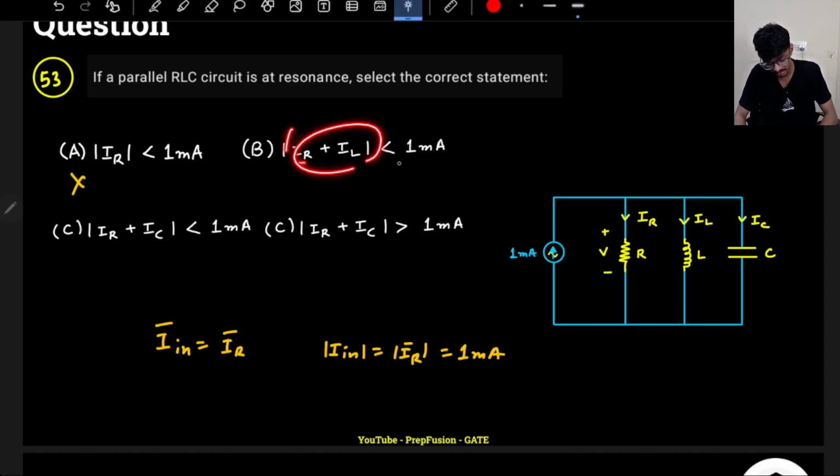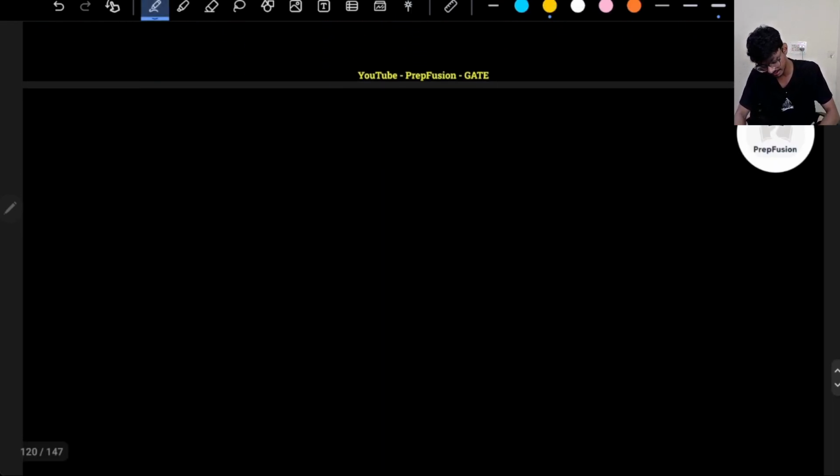Magnitude of IR plus IL will be less than 1 milliampere. Now is this true? We have to check. Magnitude of IR plus IC is less than 1 milliampere. Is this true? We have to check. Magnitude of IR plus IC is greater than 1 milliampere. All this we have to check, right? So ultimately, what is your I in actually equal to?